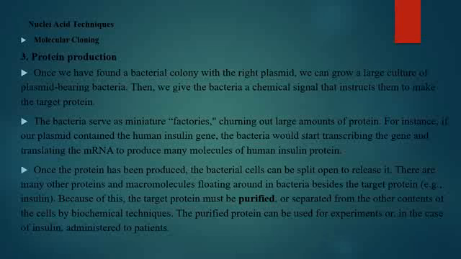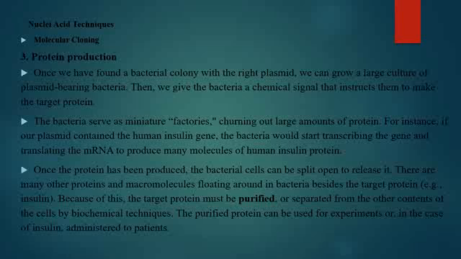So the bacteria serves as a miniature factory, churning out large amounts of protein. For instance, if our plasmid contains the human insulin gene, the bacteria will start transcribing the gene and translating the mRNA to produce many molecules of human insulin protein. At this point, think of your DNA, RNA, protein step. Your DNA is able to transcribe into RNA, and is able to translate into a protein. So this is the technique that is being used here.